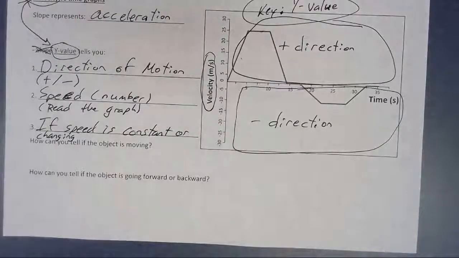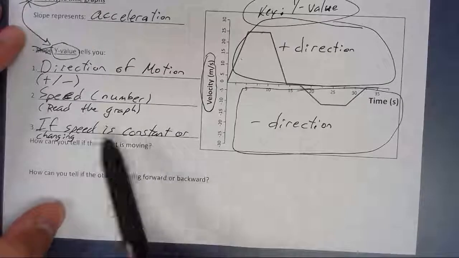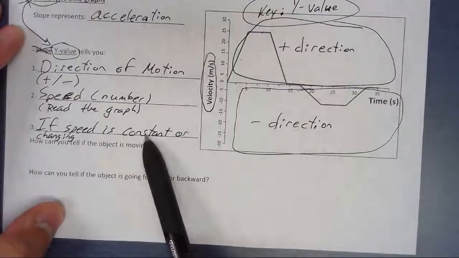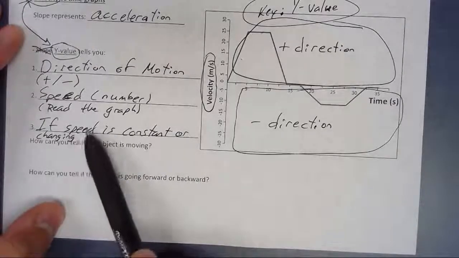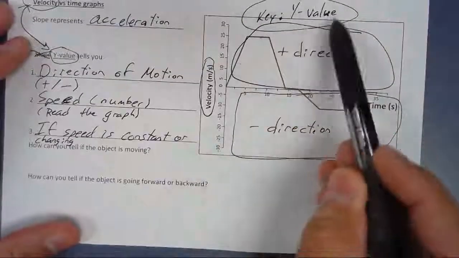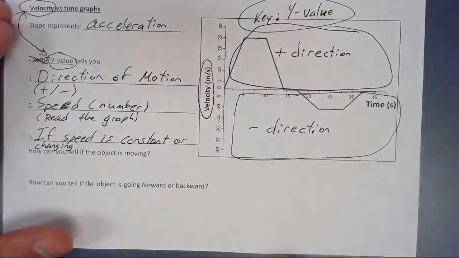So again, not based on the slope. It's not about whether the slope is constant or changing. So we're not looking at straight lines versus curved lines on this one. In fact, there will be no curved lines on these graphs, on velocity versus time graphs. It's all about the y value. If the speed is constant, the y value will be constant. And if the speed is changing, the y value will be changing. All of these are in terms of the y value.